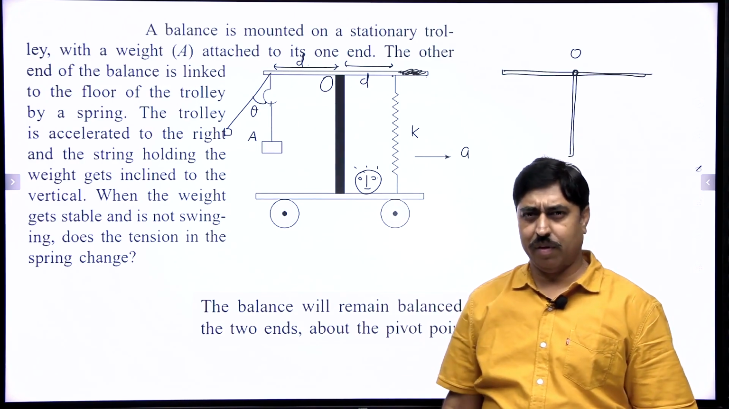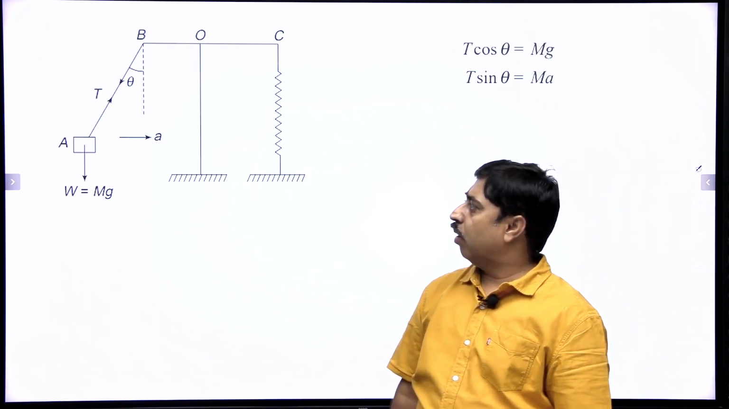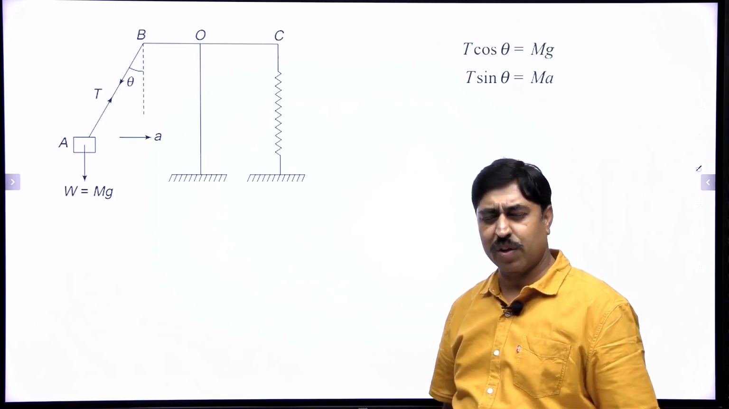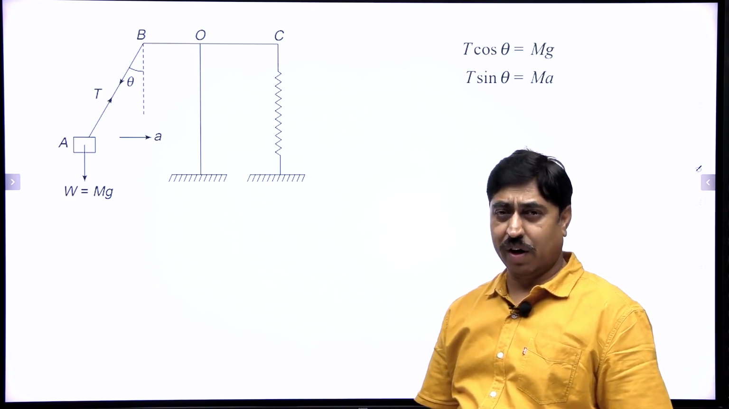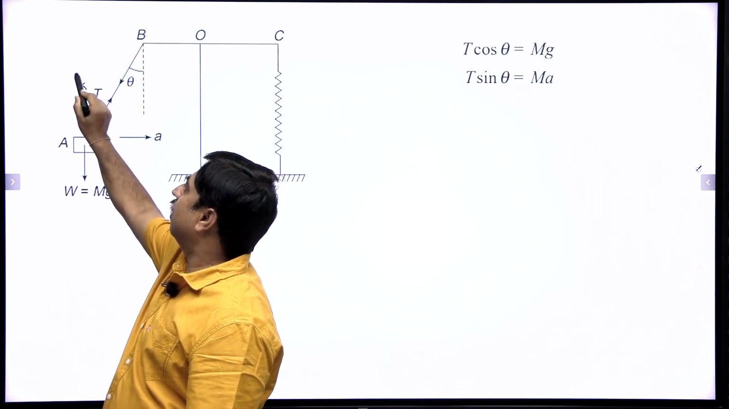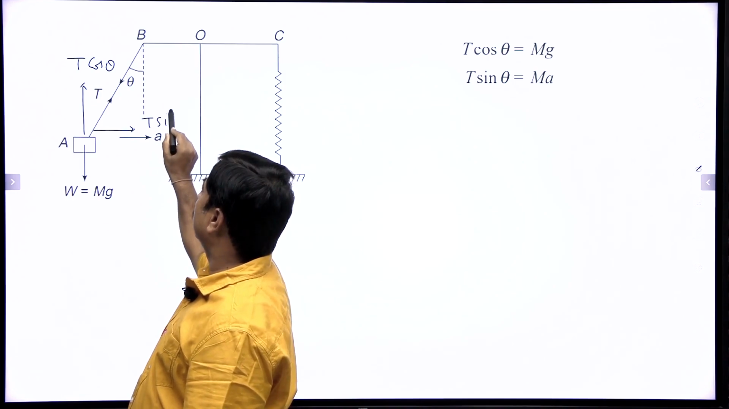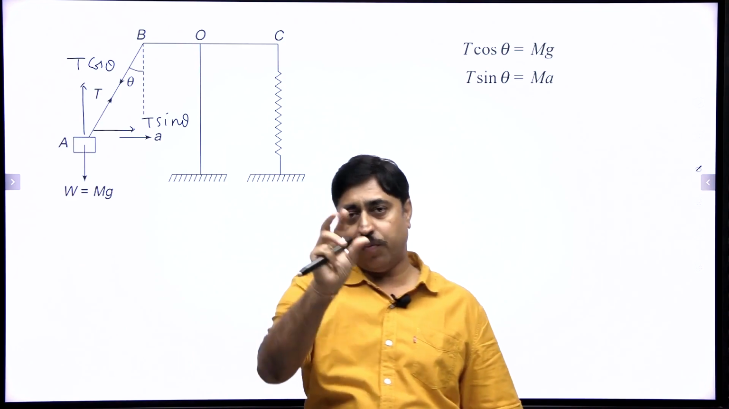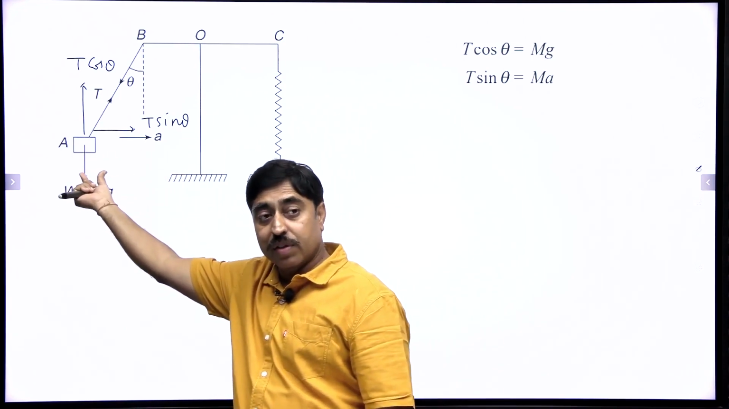I have already made some video where I discussed about this. Okay, so it depends. You want to work in the reference frame of the ground, it's fine. You want to work in the reference frame of the trolley, it's fine. Right now I am working in the reference frame of the ground, right? So I say that this tension has got two components, T cos theta in vertical direction and T sin theta in horizontal direction. So this T cos theta must be equal to mg because there is no vertical movement of this weight, and this T sin theta is responsible for acceleration of this weight.